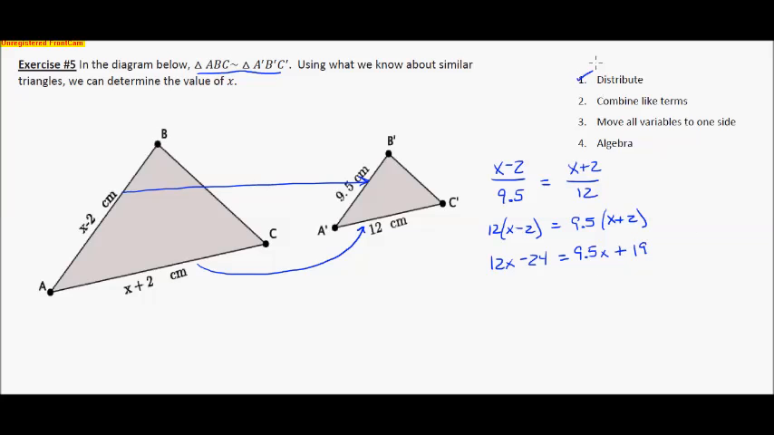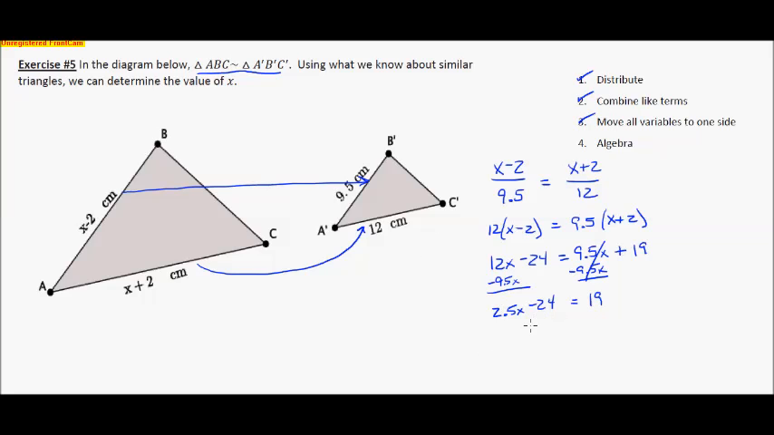So we've done our distribution. We're going to combine like terms. There's no like terms to combine over here, and there's no like terms to combine over here, so we're done with that. Move all the variables to one side. Again, take the smaller one. 9.5 is smaller than 12, so I'm going to take away 9.5x on this side. I should have an x there on this side. Over here they go away, so I'm just left with 19. The negative 24 is going to come down, and I've got to do the math here. 12 minus 9.5, that's going to be 2.5x. I've done that, so I'm going to check that off up there. I've moved all the variables to one side.